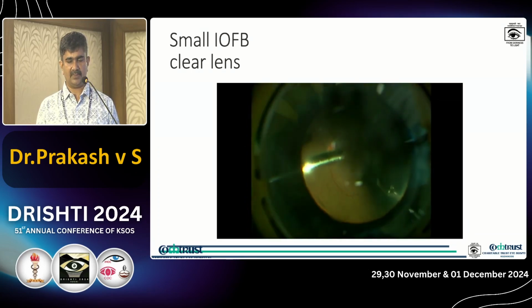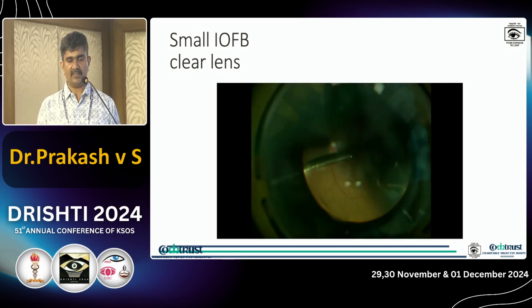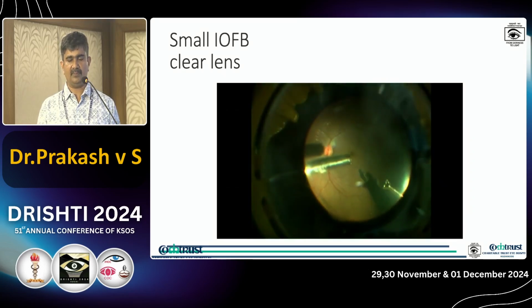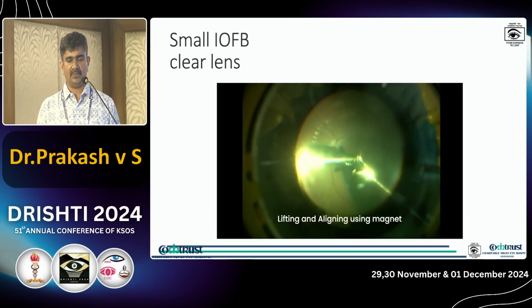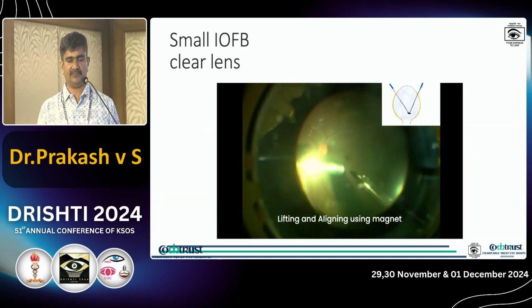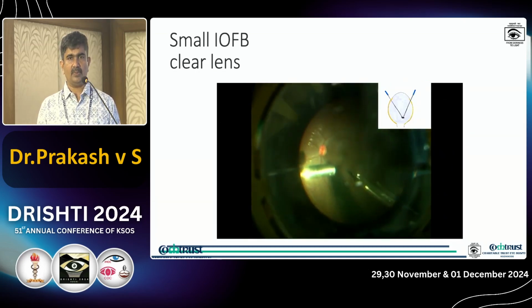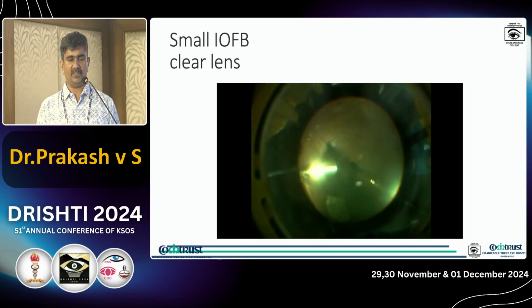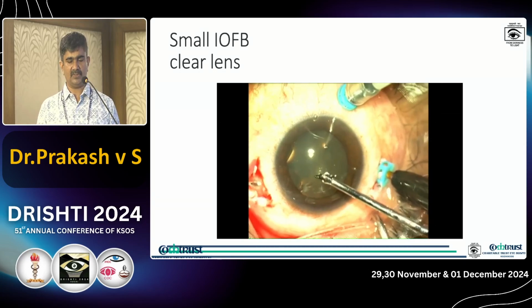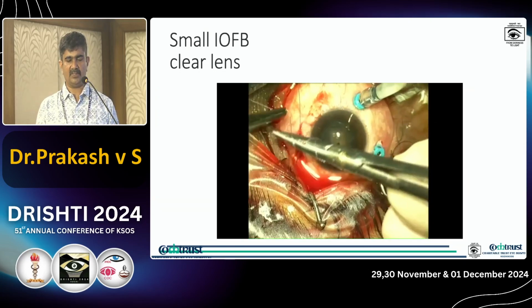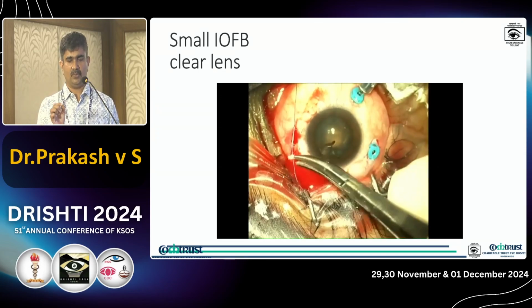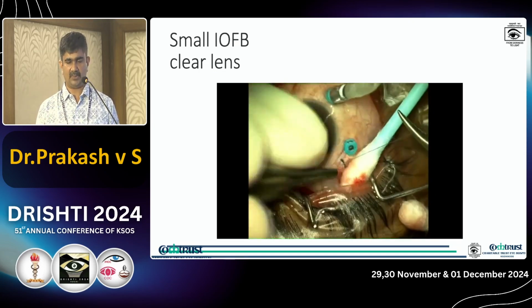Magnet is introduced. The advantage of the magnet is that you can manipulate the foreign body without letting it fall back. So here it is picked up with the forceps, then it is aligned to the long axis of that forceps. Because when you directly pick it with the forceps, you have to pick it up in whatever position you get it. You don't have a chance to align it. So when you have a magnet, you align it properly so that you want the smallest diameter to come through the sclerotomy.